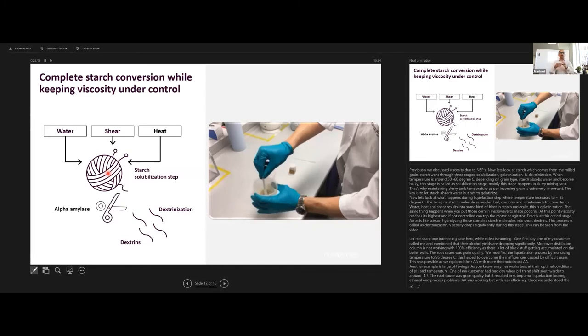It's a complex molecule. Starch was hidden in, for example, wheat. You mill that wheat, the water gets mixed in, and the starch is now exposed to the water. Imagine this starch as a woolen ball. Upon contact with water, shear and heat, the starch becomes bulgy, it becomes big.